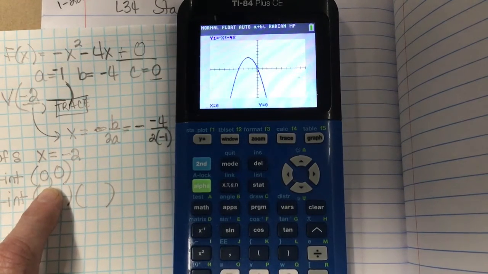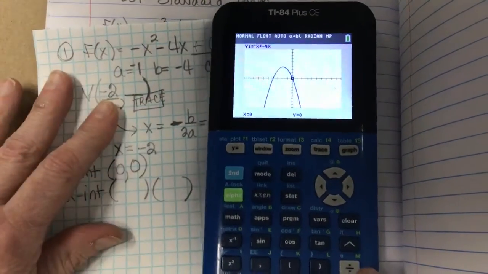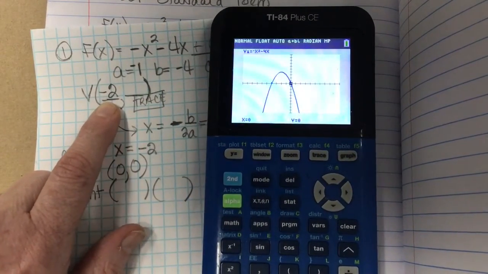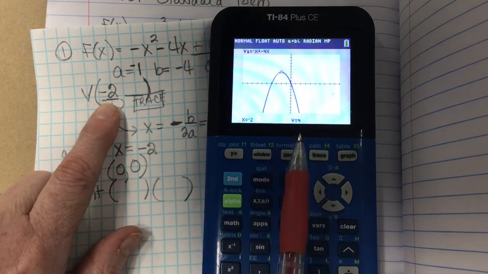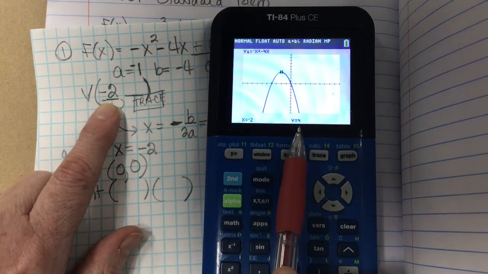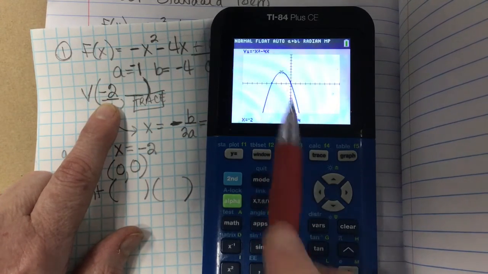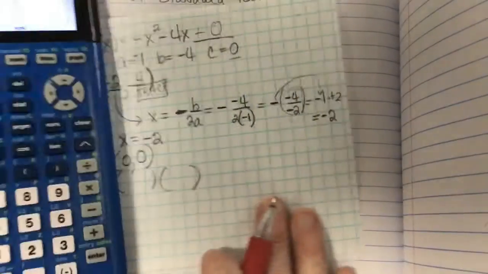Now, remember what trace does for you. If you type, look what I'm pointing at. If you type in an x, it will give you the y. So type -2. And it will tell you the y, and it will show you where it is. And what is that? What's that number right there? 4. So now we know the vertex, and we can graph it.